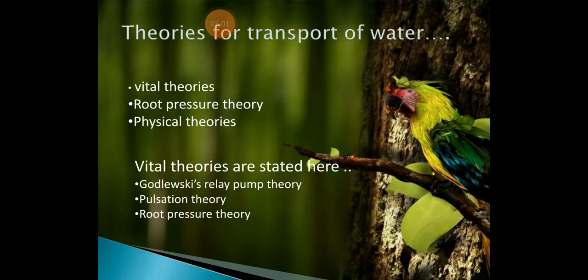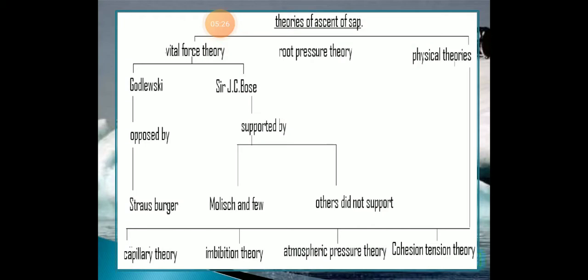Some of the theories are vital theories, root pressure theory, and the physical theories. These are the main three theories involved in explaining the transportation of water, that's the ascent of sap in plants. The vital theory has other sub-theories, that's Godlewski's theory, pulsation theory, and the root pressure theory. These support the vital force theory.